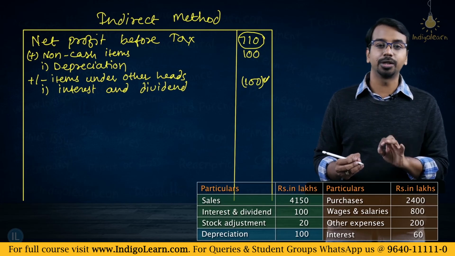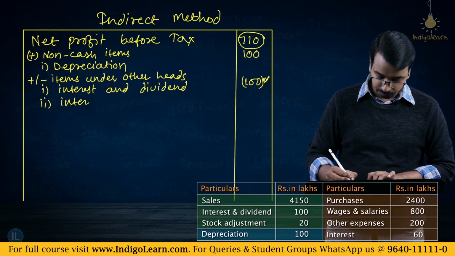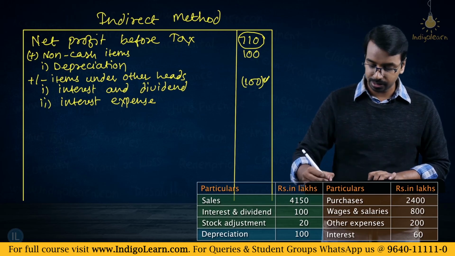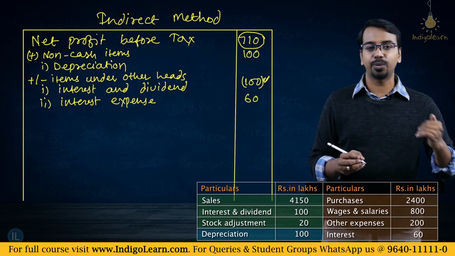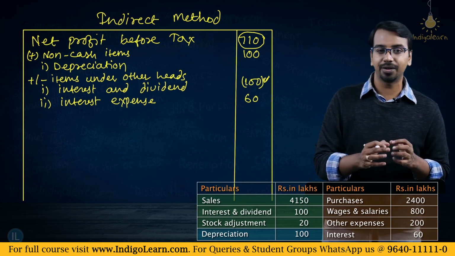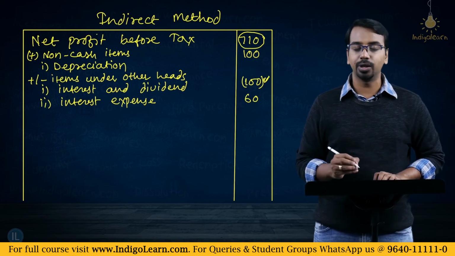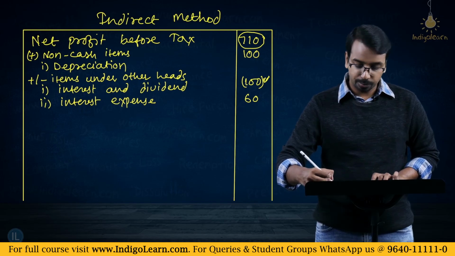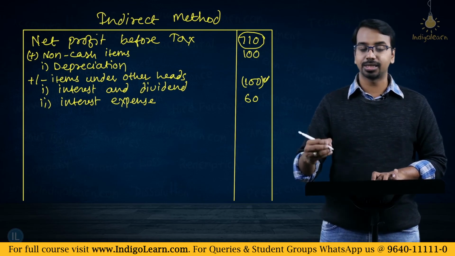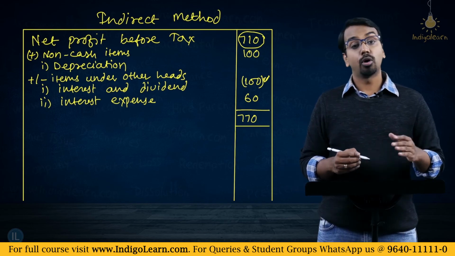The next item which is not pertaining to operating activity is interest expense. So we have interest expense, and the amount of interest expense is 60. Now because we had deducted 60 while computing the net profit, now you will be adding back. We are nullifying the effect, we are reversing the effect of these items because these are not related to operating activity. So now you will add back. Now you have 710 plus 100, that makes it 810, minus 100, again 710, plus 60, you get 770.